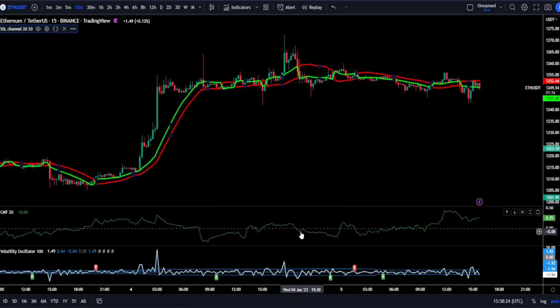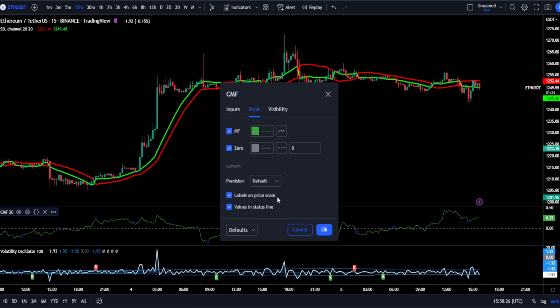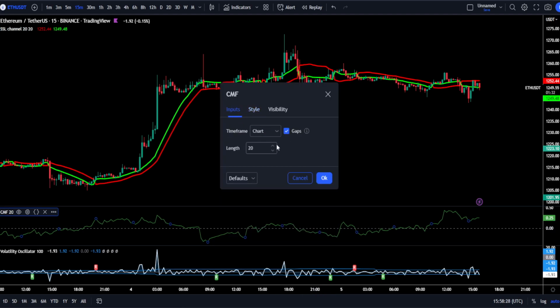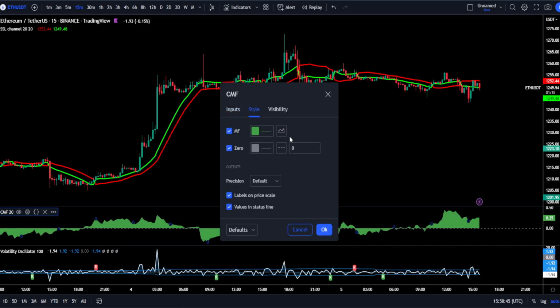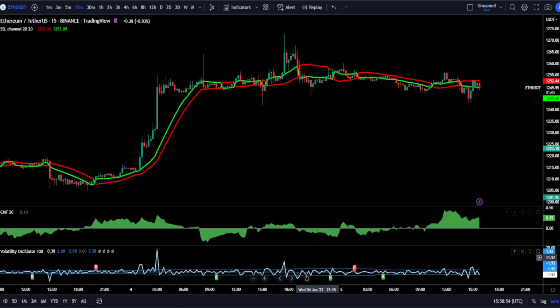Now let's adjust our Chaikin money flow indicator, so double click on that. We're not actually going to be changing anything in the inputs, but in the style section, we're going to be changing from a line to area, and we're also going to be changing our 0 level from a dash line to a normal line. We're not going to be changing the settings on our volatility oscillator, we're just going to be leaving them on default.